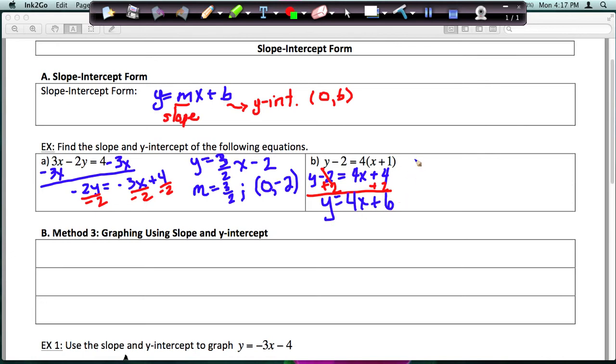So now we can say our slope, remember, is the number in front of x. In our case, it's 4. And then your y-intercept, that means x is 0, is this number by itself, so it's 6.